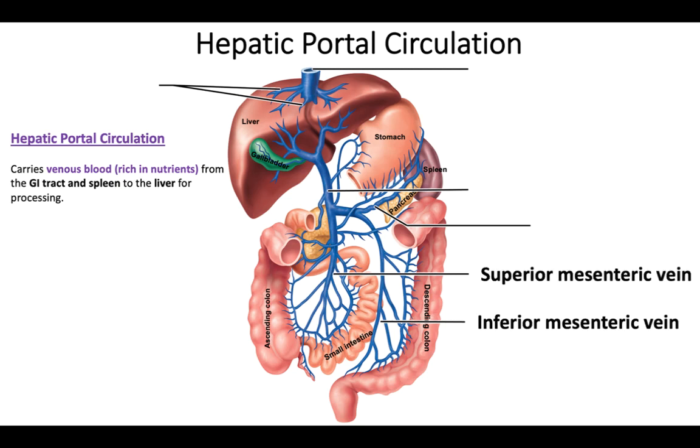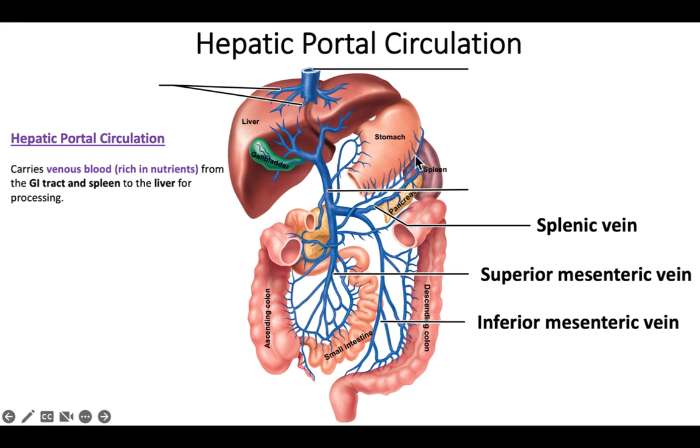So you'll notice we've got superior and inferior mesenteric veins. Right, superior comes from the upper parts of your GI tract. Inferior comes from the lower parts of your GI tract. We have the splenic vein, which comes from the spleen.